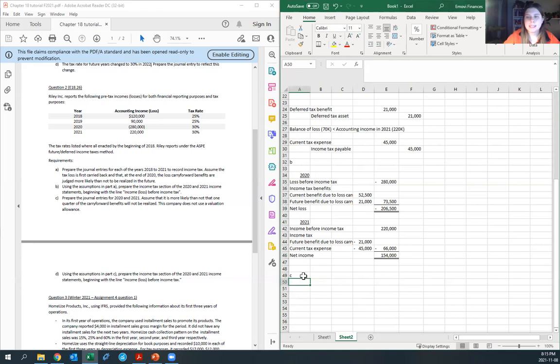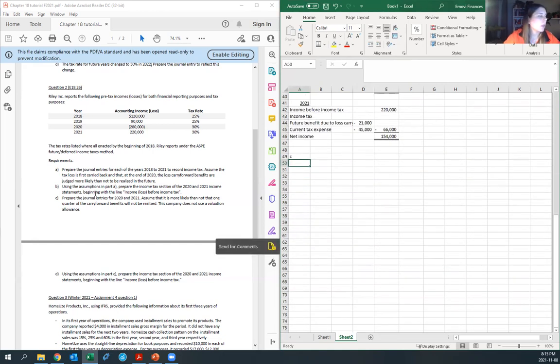All right, part C. Prepare the journal entries for 2020 and 2021. Assume that it is more likely than not that 1/4 of the carry forward benefits will not be realized. This company does not use a valuation allowance. So what's going on here? It means that instead of having the 100%, which is the loss of $280,000, that is more likely than not to be realized, you only have 75%.